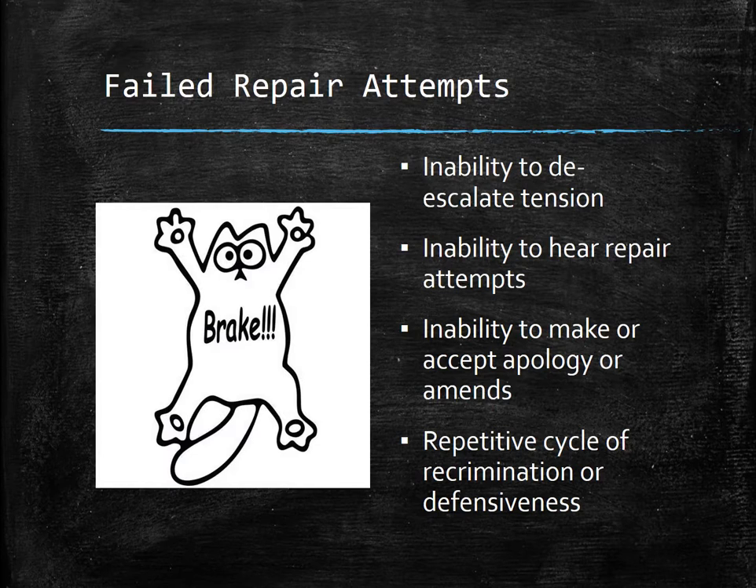Failed repair attempts is another sign of climate problems. And so here what we're talking about is the inability to de-escalate tension, right? And here's where we're talking about this inability to hear repair attempts from others. We have a difficult time accepting an apology or letting somebody else make amends because we're so upset. And then there might be this repetitive cycle of recrimination or defensiveness because we can't hear it, right? And because we're responding defensively, this cycle just continues.